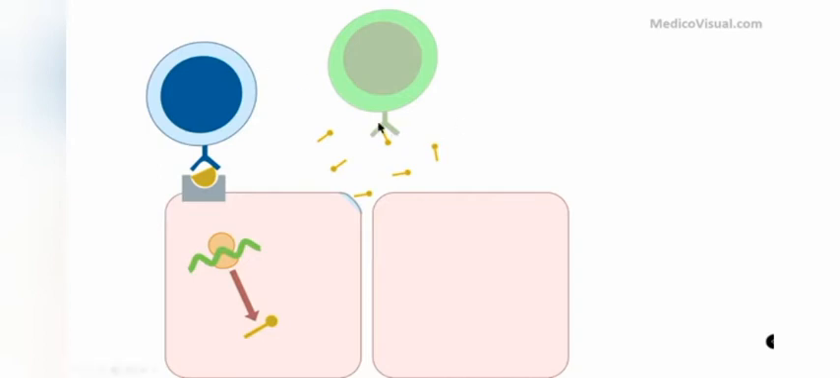So once B cells bind with this antigen, they may become activated and they may convert into plasma cell, and they will secrete antibodies specific for this S protein, right?